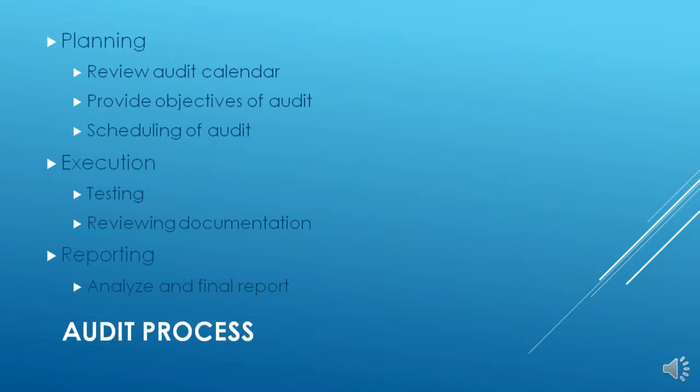Audit process. The audit process consists of 3 phases: planning, execution, and reporting. The first phase is planning. During this time, we will review the SSN audit calendar to determine what controls will be tested and when. Communicate and inform the SSN control owner on the objectives and scheduling of the audit.